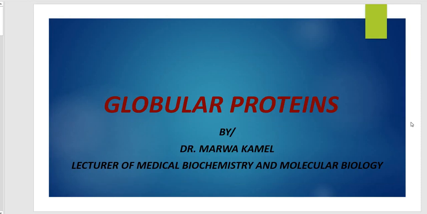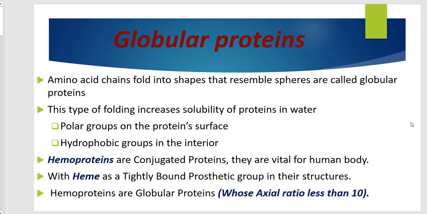Globular protein is a type of the quaternary structures of proteins, along with the fibrous protein. We will talk about the fibrous protein in the next lecture. Globular protein is amino acid chains folded into a shape that resembles a sphere. Its axial ratio is less than 10, so it's called globular. It's like a sphere.